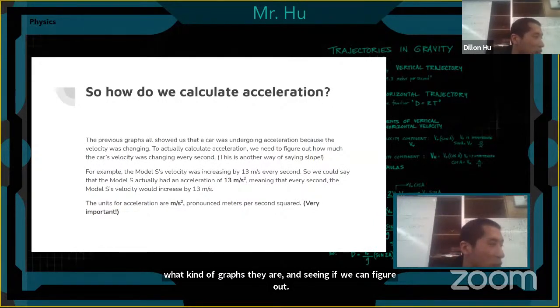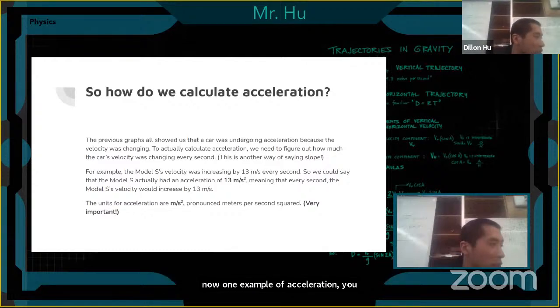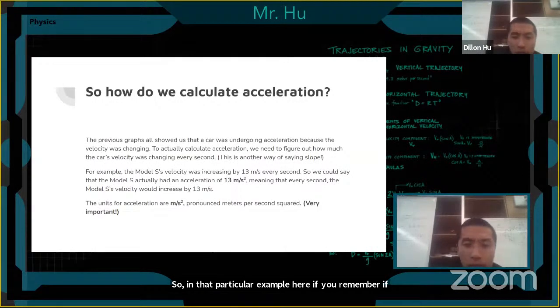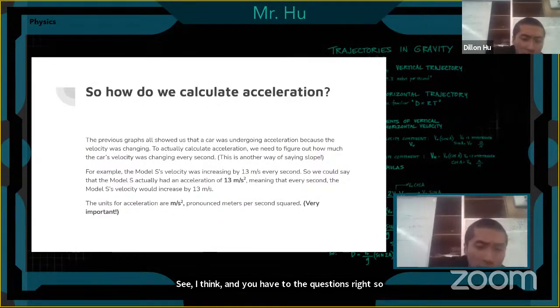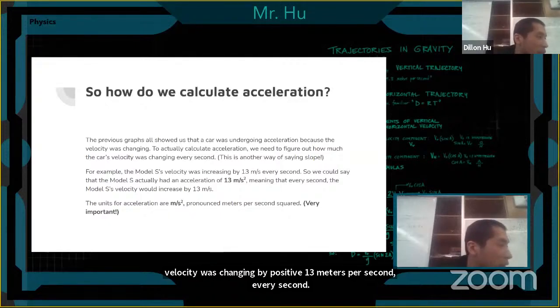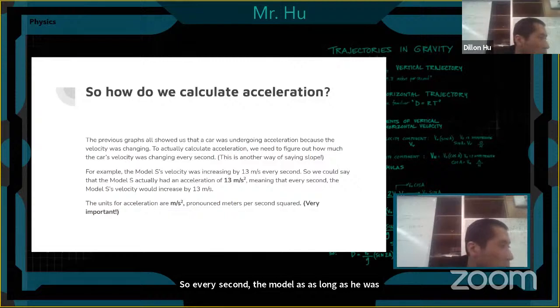Now, one example of acceleration that you might encounter is something like the Model S's velocity. On Monday, we first started talking about how quickly a Model S could accelerate. If you remember going to box C and you looked at question 4, how much did the Model S's velocity change every second? I believe we figured out that the velocity was changing by positive 13 meters per second every second. So every second, the Model S's velocity was increasing by positive 13 meters per second.